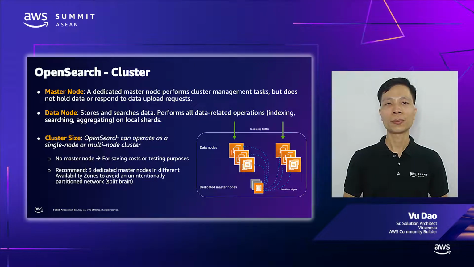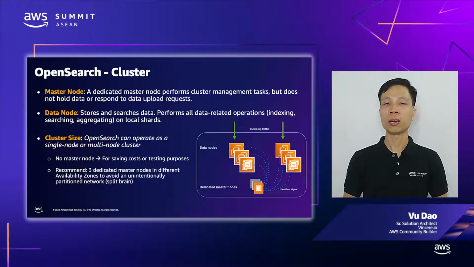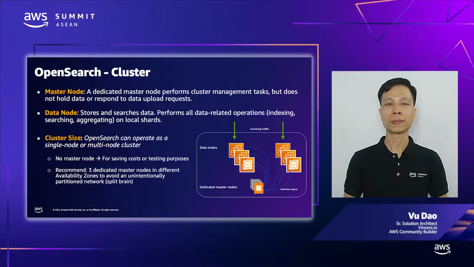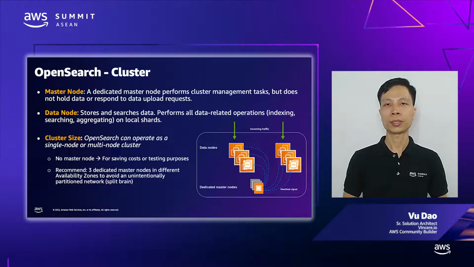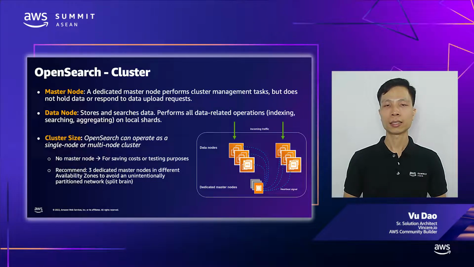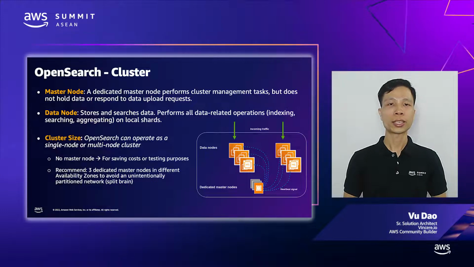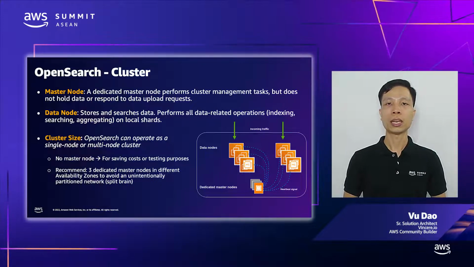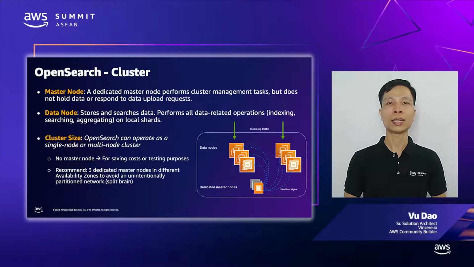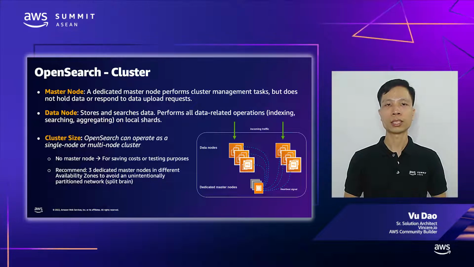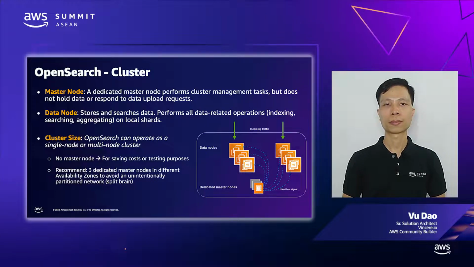There are two main types of nodes in the OpenSearch cluster. The master node manages the overall operation of a cluster and keeps track of the cluster state. This includes creating and deleting indices, keeping track of the nodes that join and leave the cluster, checking the health of each node, and allocating tasks to nodes. The data node performs all data-related operations, such as indexing, searching, and aggregating on local shards.